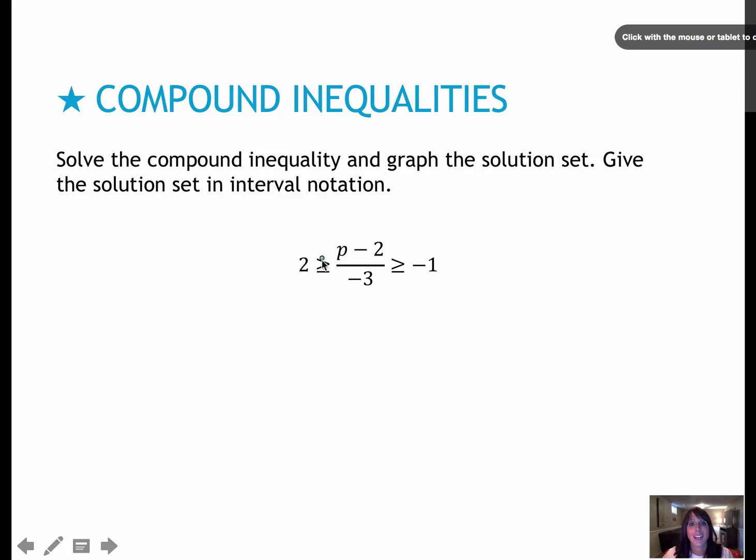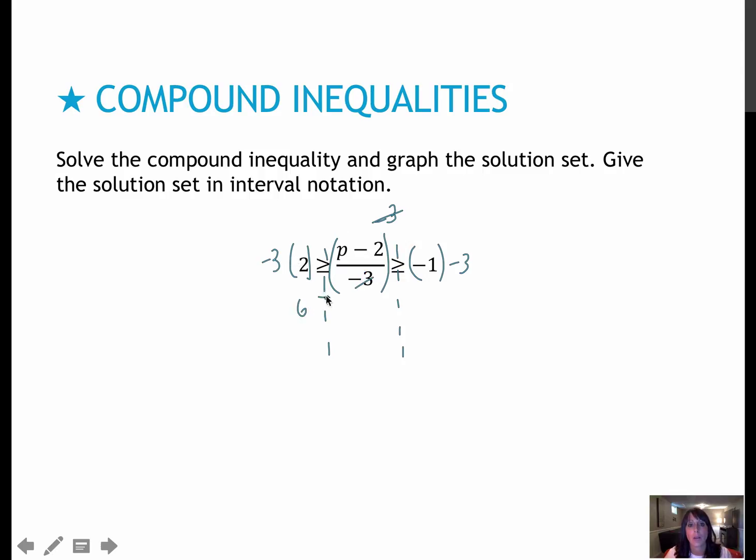For this one, again, I have to do whatever I do to the middle, I do to both sides. So I'm going to first multiply by negative 3. I'm going to do that in all 3 positions. I want you to notice that right now, these are not pointing in the right direction. We talked about they always had to be less than, but notice what's going to happen when I multiply by negative 3, that's going to flip this inequality to now be less than or equal to, and flip this inequality to now be less than or equal to.